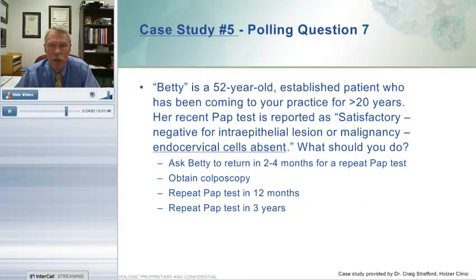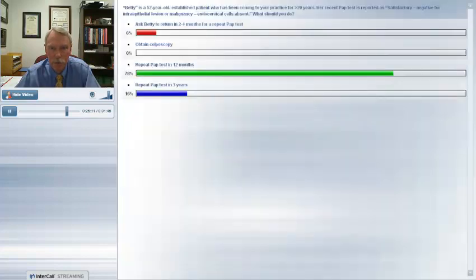Last polling question and last case study. Betty is a 52-year-old established patient who has been coming to your practice for more than 20 years. Her recent Pap test is reported as satisfactory, negative for intraepithelial lesion or malignancy, endocervical cells absent. What should you do? Ask Betty to return in 2 to 4 months for a repeat Pap test, obtain colposcopy, repeat her Pap test in 12 months.